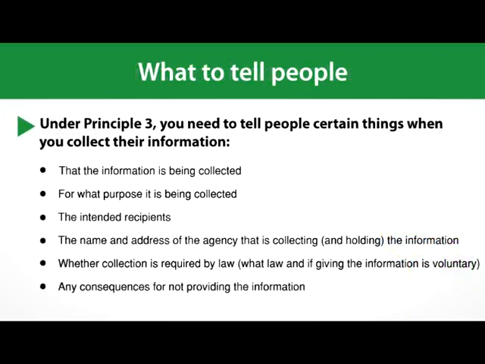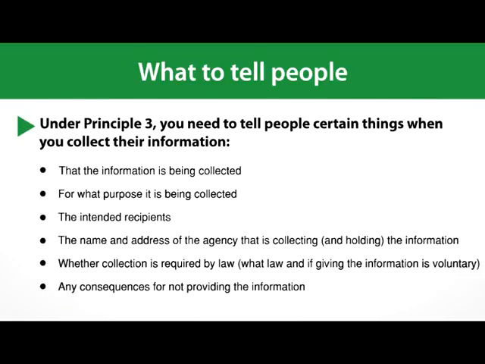Next, there are some requirements under Principle 3 about what you need to tell people when you collect their information. This includes the fact that the information is being collected and for what purpose it's being collected, the intended recipients of the information, the name and address of the agency collecting the information, whether the collection of the information is required by law, and if so, what law, and if the supply of the information is voluntary or mandatory, and if there are any consequences for not providing the information.